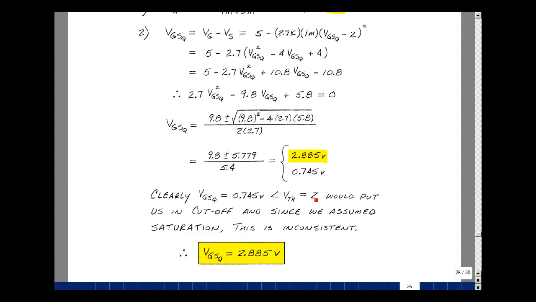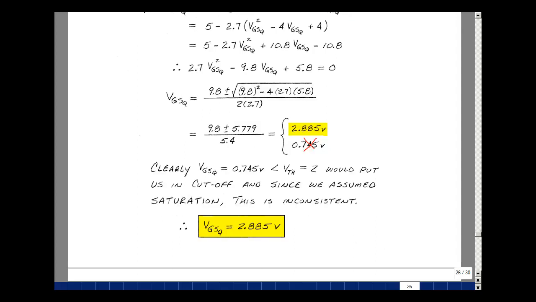The threshold voltage is 2, and this is less than threshold, so that's inconsistent with being in the saturation region. In fact, it would be cut off. So we're going to throw this one away. We have a gate source voltage equal to 2.885.